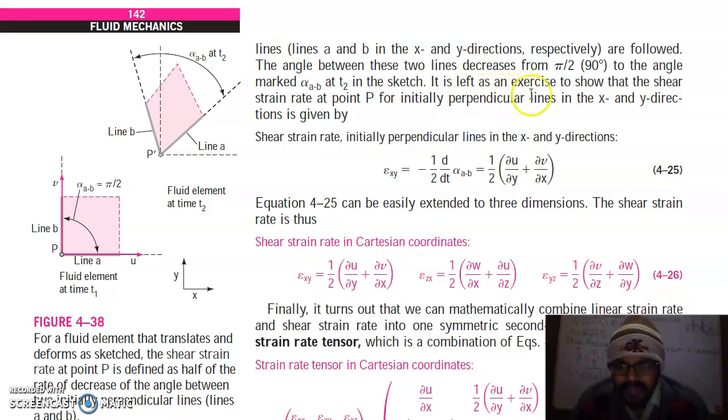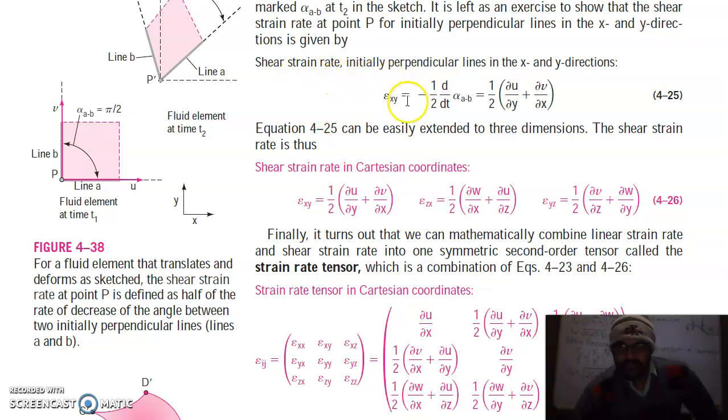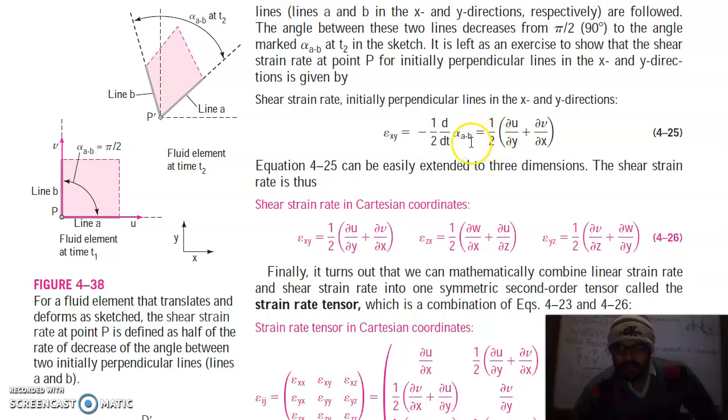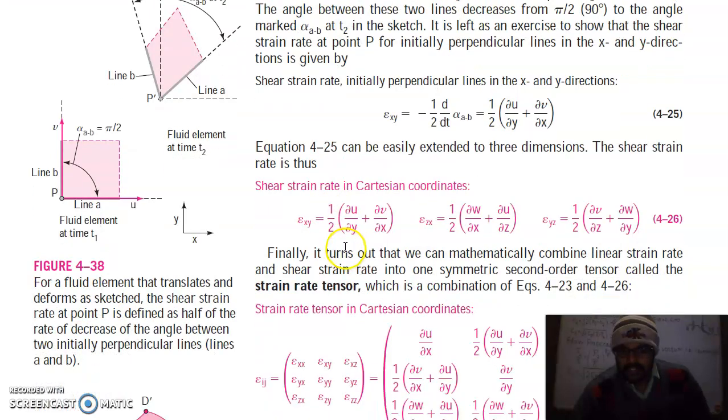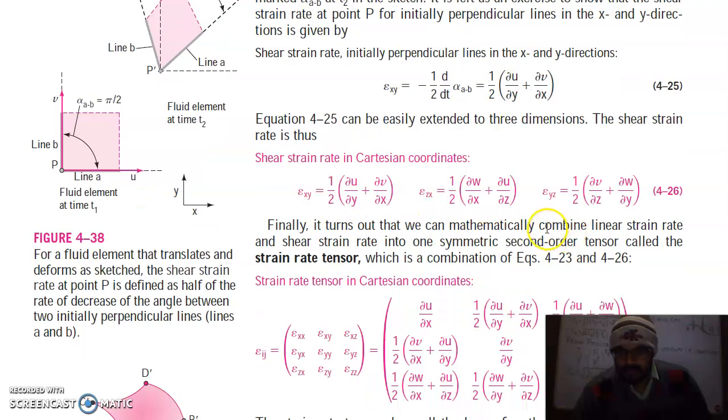It is left as an exercise to show that the shear strain rate at point P for initially perpendicular lines in the xy direction is given by: shear strain rate is equal to minus half d by dt of alpha AB. After solving you will get half of del u by del y plus del v by del x. So this shear strain rate in Cartesian coordinates can be written for xy, zx and yz.